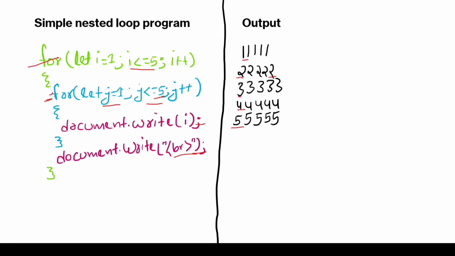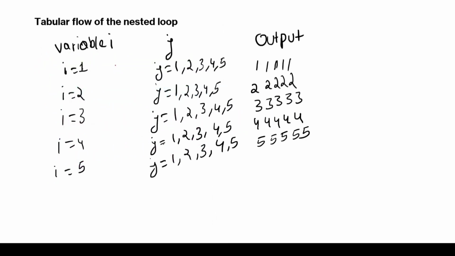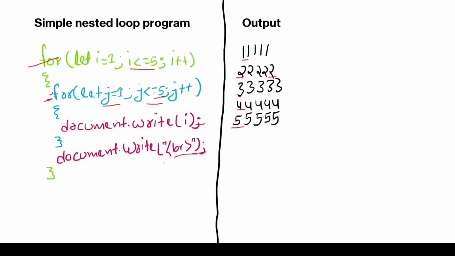Now let's see it in tabular form. Here we have variable i, variable j, then output. I forgot to include break, but you can clearly understand from here. After the ending of each j loop, we have the next line. If we do not use break, it prints here and here and here, in a single line. If we want this type of output, then we have to include this break.